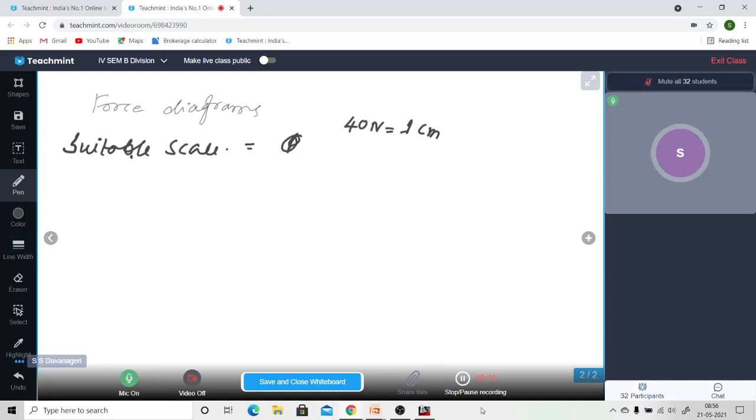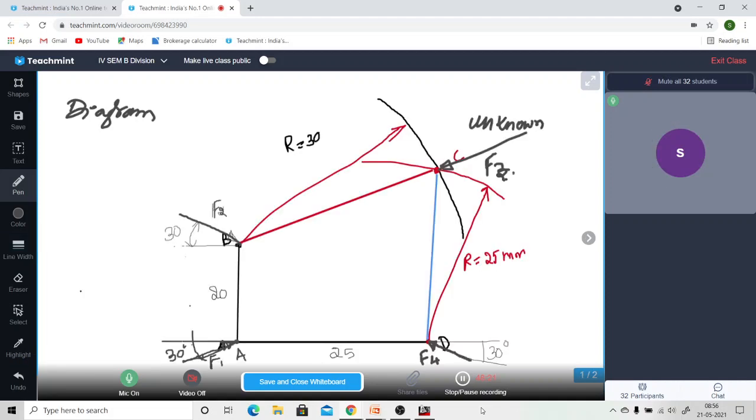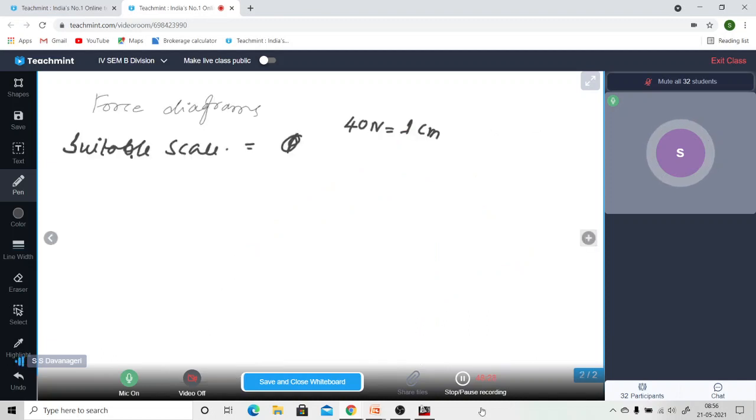So F1 force is completely known. Let us put one point here. From this point you just draw a line. Now for 40 Newton you took a scale as 1 centimeter. Now for 200 Newton, what is the scale? It is 5 centimeter. You just draw one scale 5 centimeter.